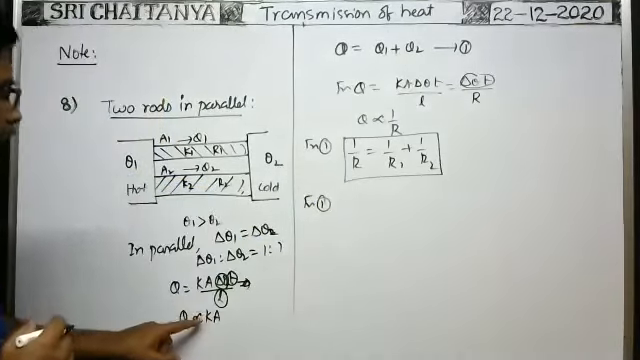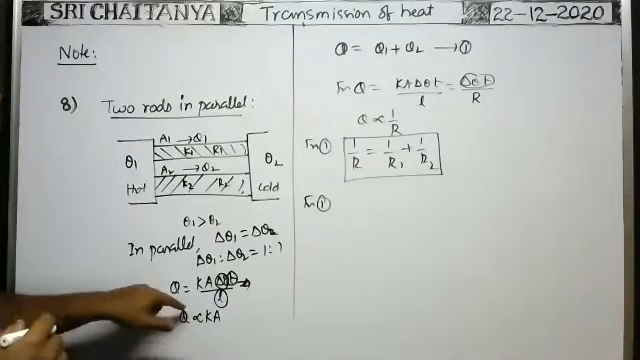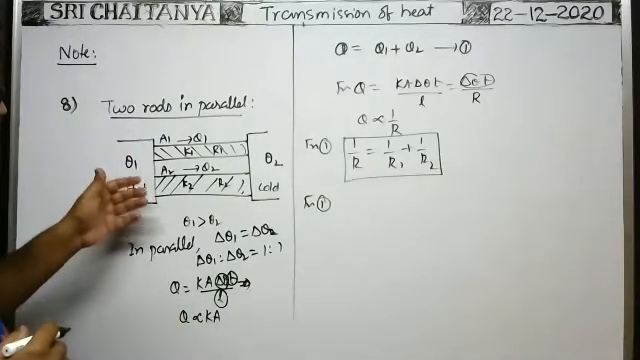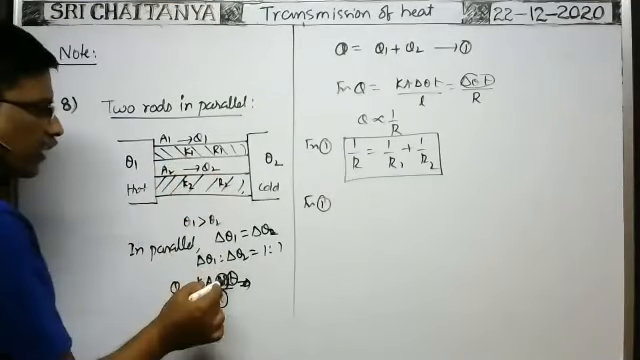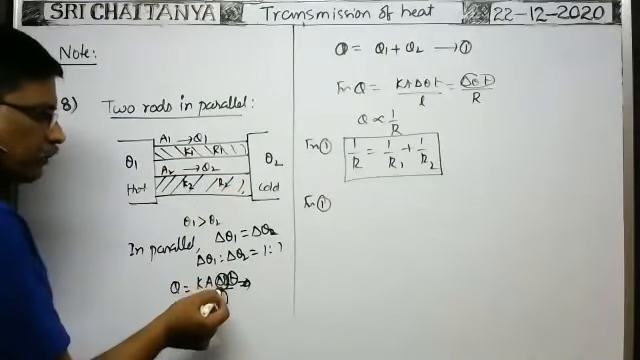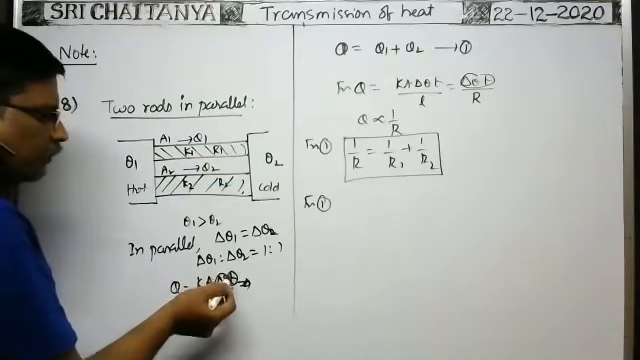the amount of heat energy transmitted through the rods is proportional to KA in this case, because whenever the rods are in parallel, the temperature difference across all the rods is the same, the length is the same, and in the same time we had to find.